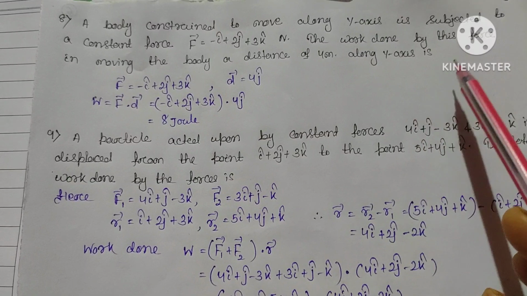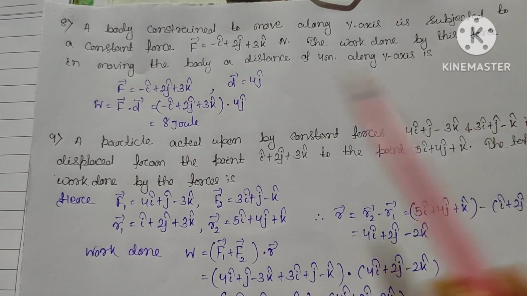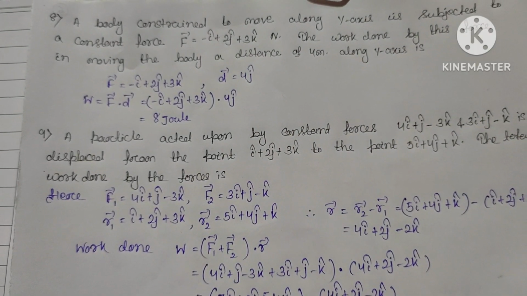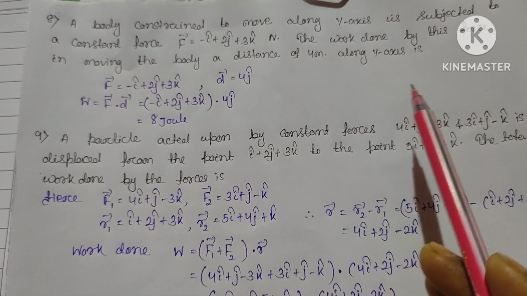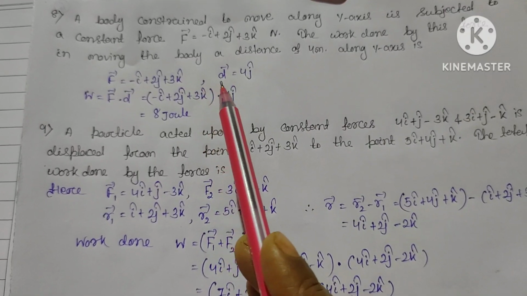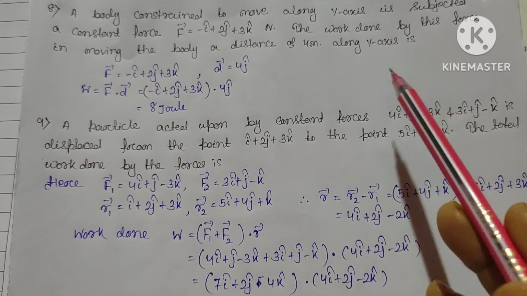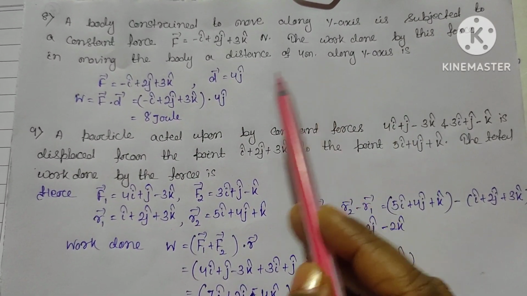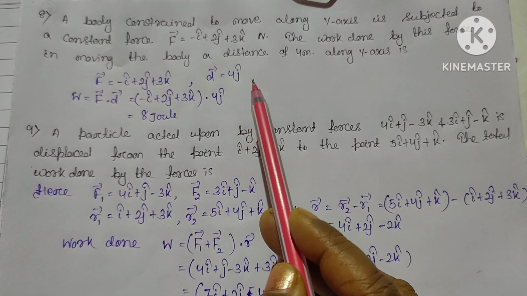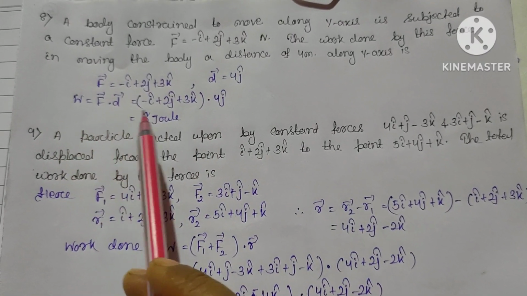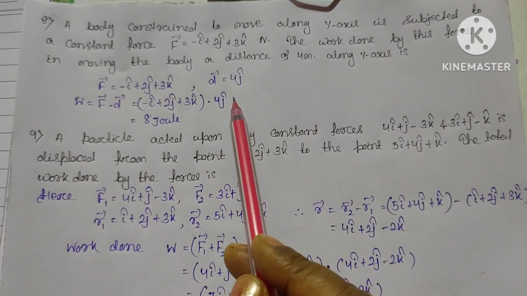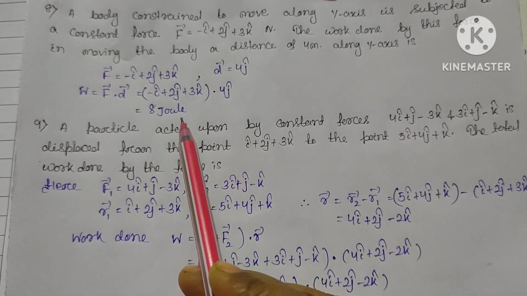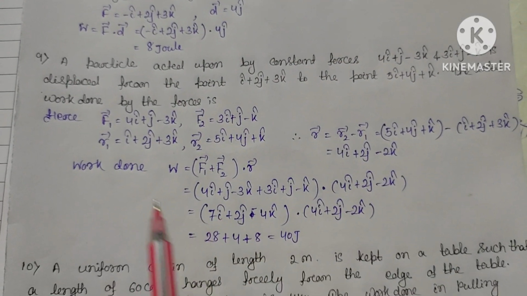Next is, a body constrained to move along the y-axis is subjected to a constant force F equal to minus I cap plus 2j cap plus 3k cap Newton. The work done by this force in moving the body by a distance of 4 meter along the y-axis is, so along the y-axis means 4 meter j cap. So this is 4 j cap. Work done is F dot D. So F is given, D is given. J dot J is 1, so 2 into 4, that is 8 joule. Okay, this is a very simple question.